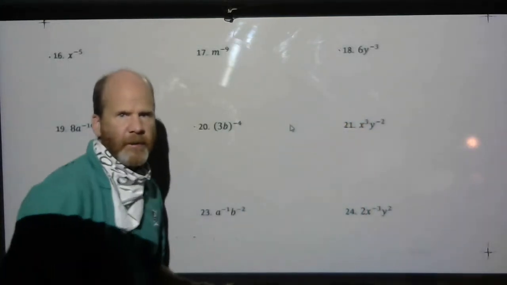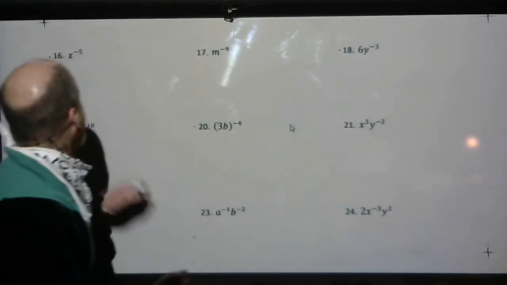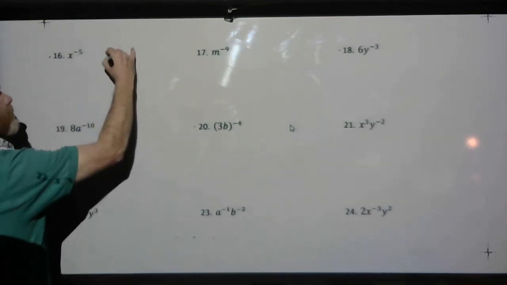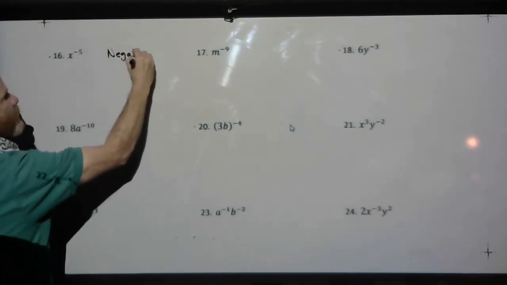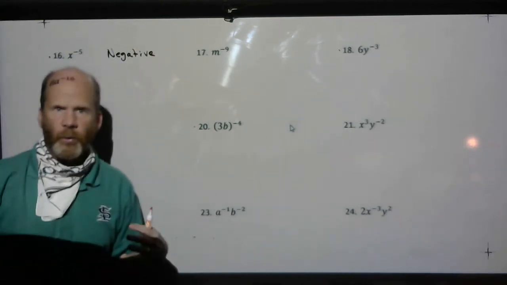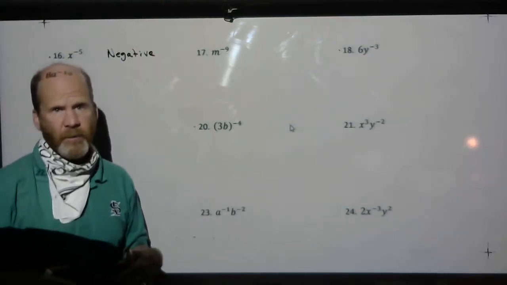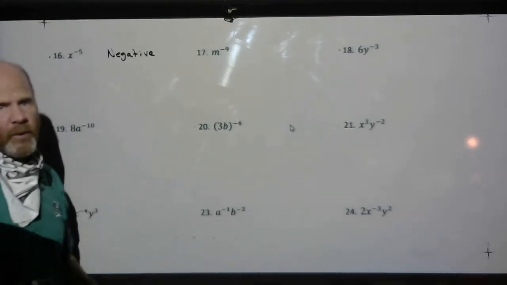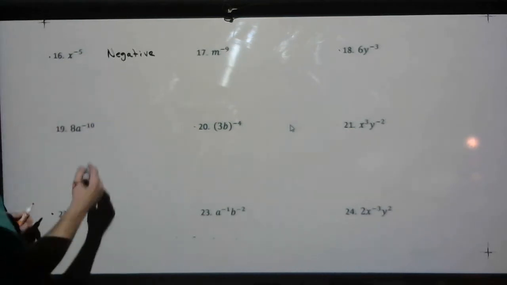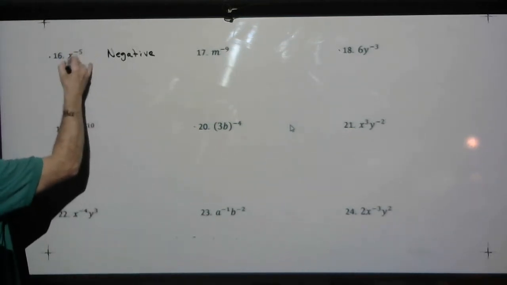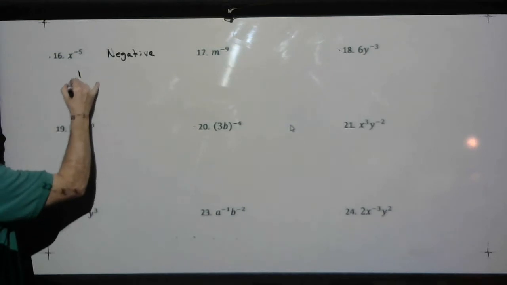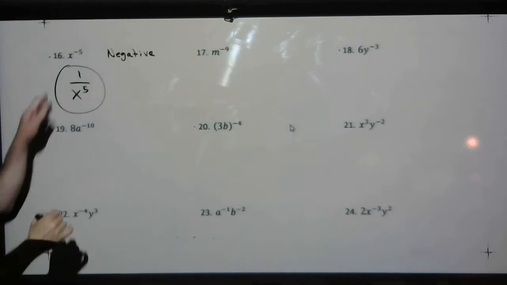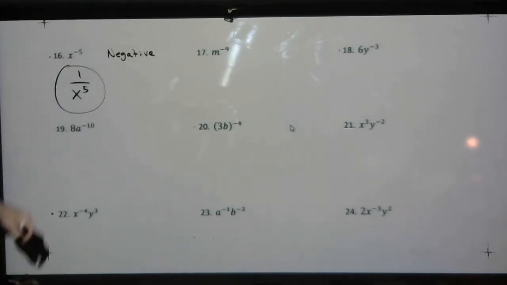All right, let's keep motoring here. We're still on page 195. Number 16, x to the negative 5th. So this is going to be one of our negative exponent rules. And the rule that we just did in lesson 4.3, we had a little summary down at the bottom there, is that we are taking the reciprocal of that expression. So in this case right here, in order to make this a positive exponent, we are going to write it in reciprocal form. So x to the negative fifth is the same as 1 divided by x to the fifth.